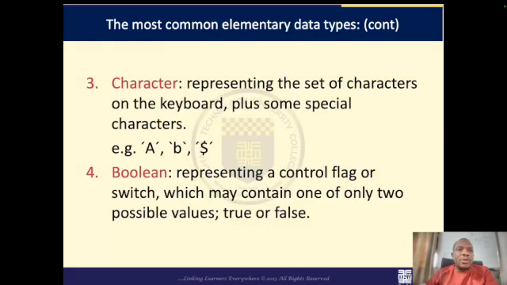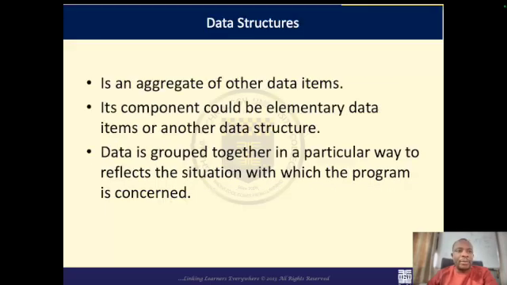Characters are used to store single value characters. So either A or B or a dollar sign or any other symbol, right? You use a character data type to store that. Then we have Boolean values. Boolean values are used to represent true or false. They have only two possible values, either a yes or no, a true or false, a 0 or a 1.